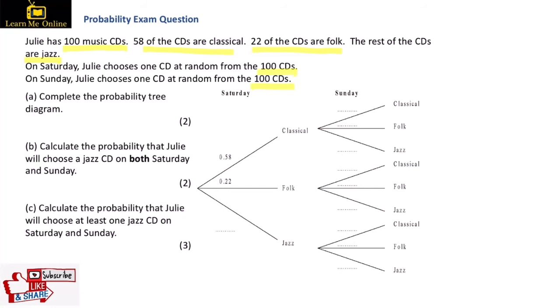Now we're going to complete the tree diagram, and we see that the probabilities written in the tree diagram are in decimal form. So now we're going to complete it first of all.